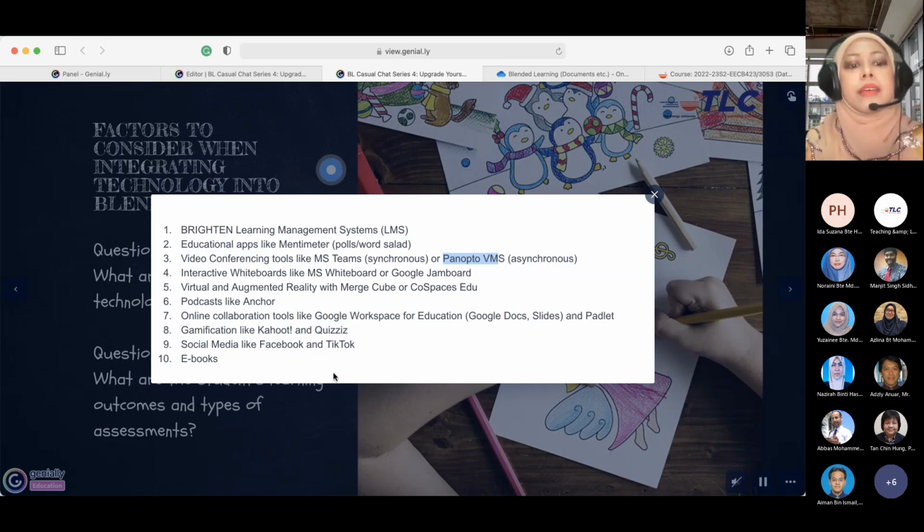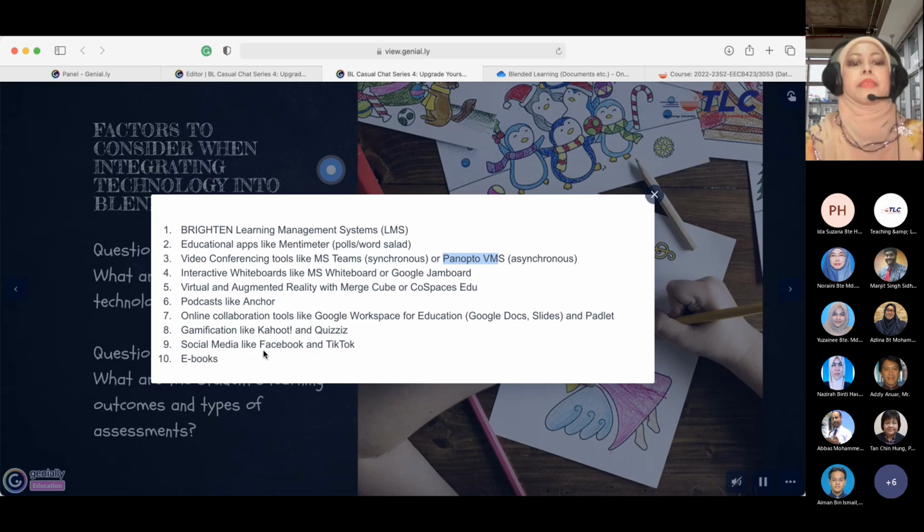And now, number 7, online collaboration tools like Google Workspace for Education, Google Docs, Slides, etc. They can provide integrations of ideas in the class. So this is good, but students need to know how to use it. So that's very critical. There's always something about the disadvantages with the fancy BL tools and technology.